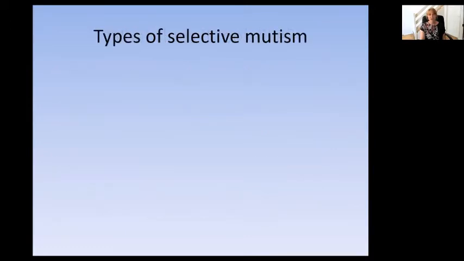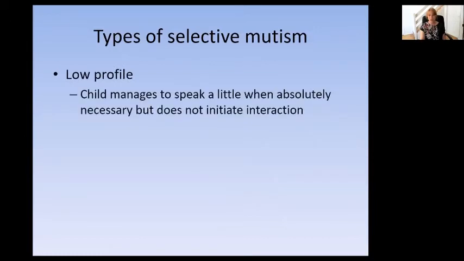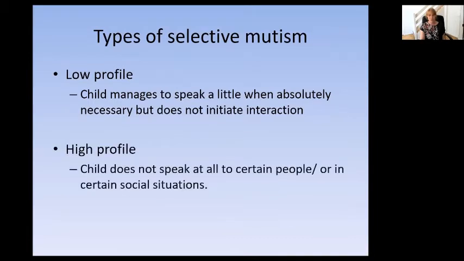There are two different types of selective mutism. There's low profile selective mutism, where a child manages to speak a little bit. They might nod their head, they might gesture, they might give an answer, but they wouldn't initiate or talk freely. And then there's high profile selective mutism, where children are completely black and white. It's a cut off. They don't speak in that situation.